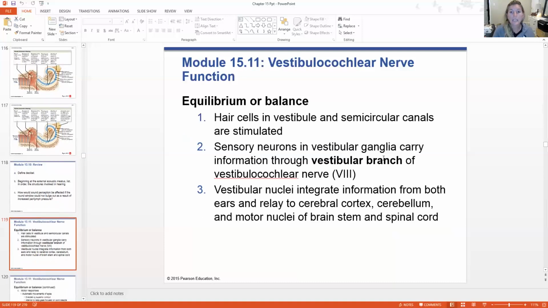Let's talk about equilibrium or balance. This is all done through our vestibular cochlear nerve as well. The hair cells in the vestibule and semicircular canals become stimulated. The sensory neurons in the vestibular ganglia all carry information through the vestibular branch of the vestibular cochlear nerve, and the vestibular nuclei integrate that information from both ears and relay it to the cerebral cortex, cerebellum, the motor nuclei, the brainstem, and the spinal column.